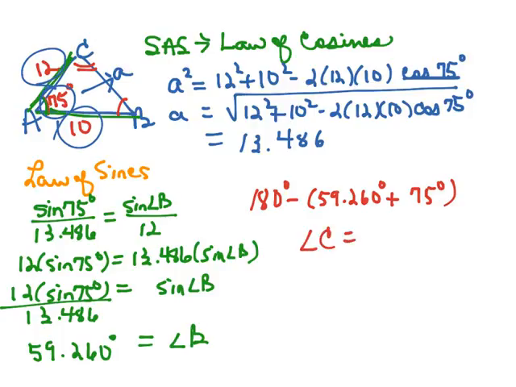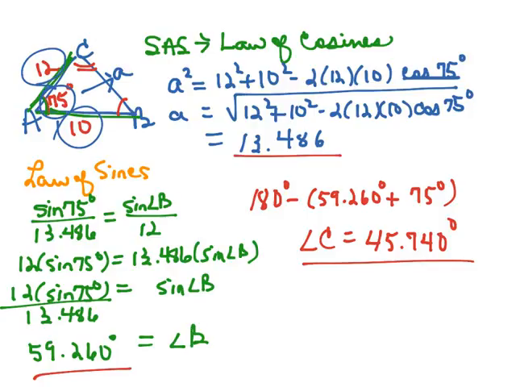So entering that on our calculator, 180 minus 59.260 minus the 75, if we distribute our negative, would give us that angle C is 45.740 degrees. So we have found the missing angles in our triangle and the missing side using the law of cosines.